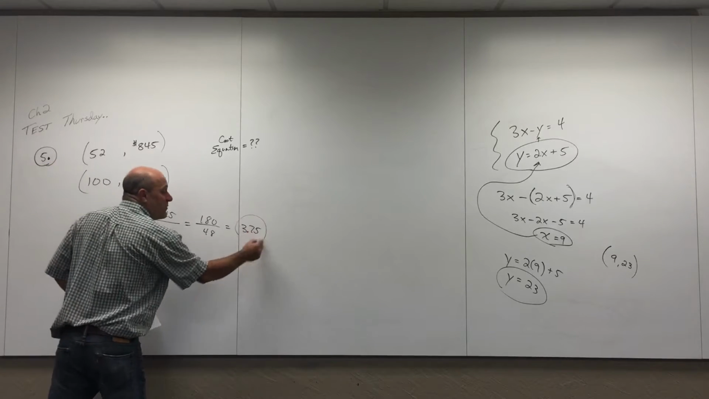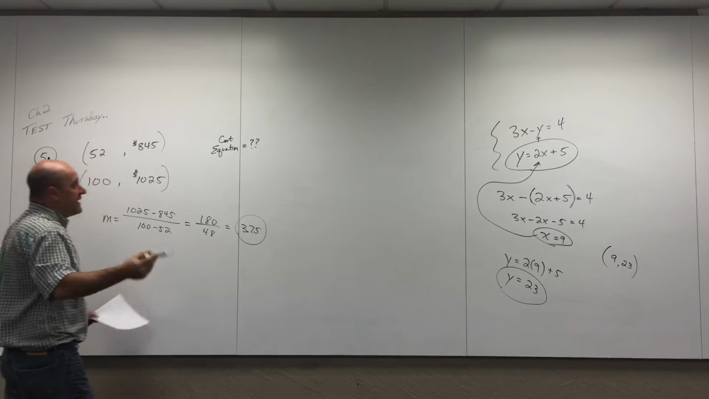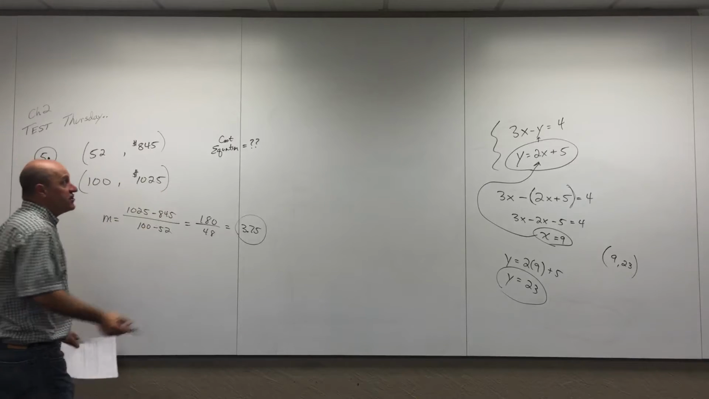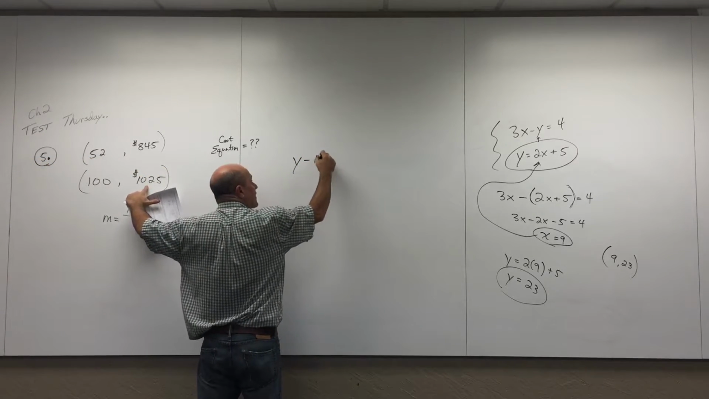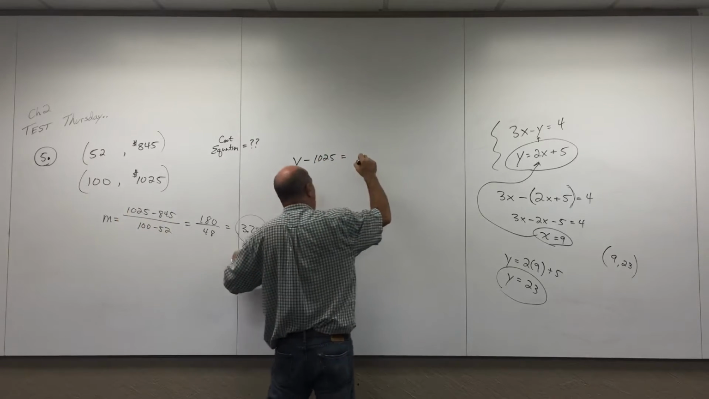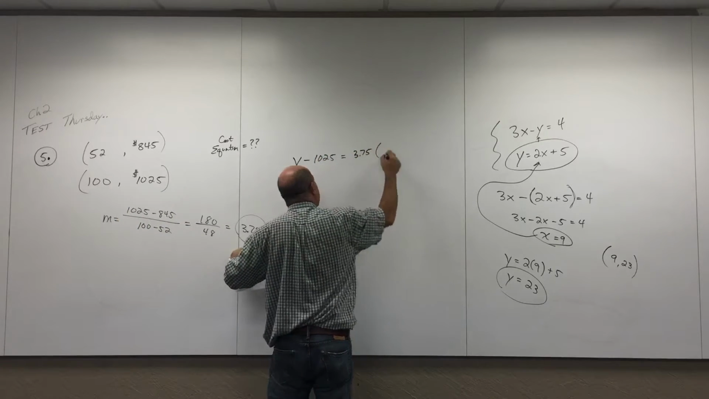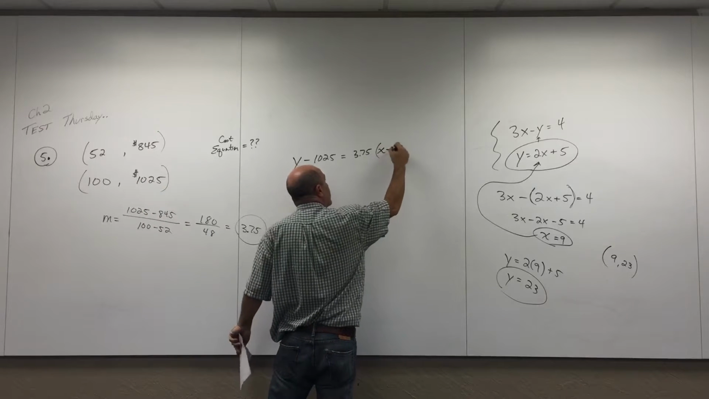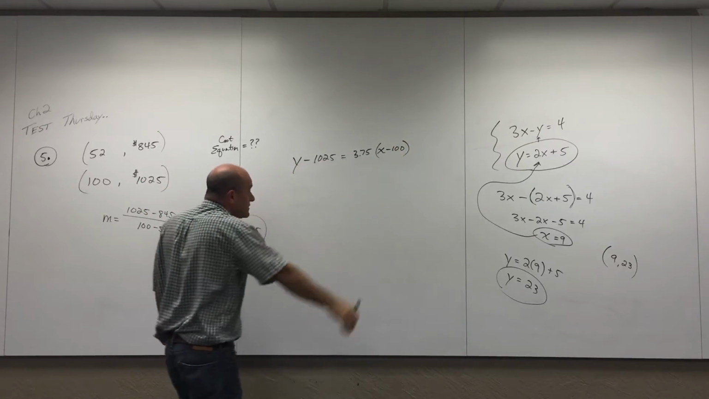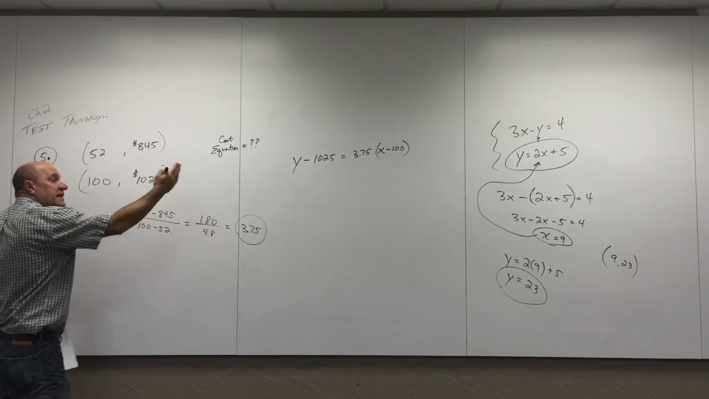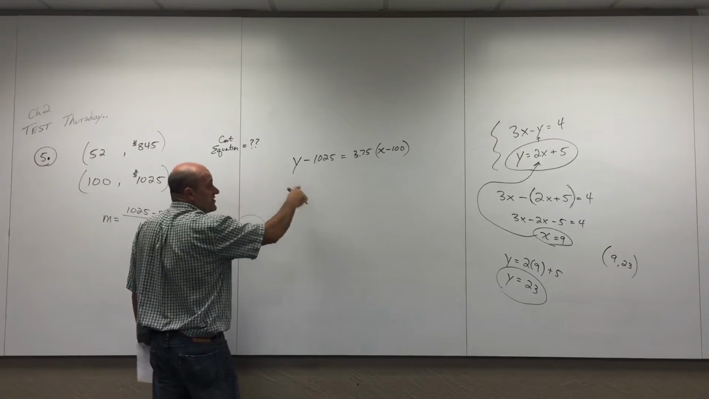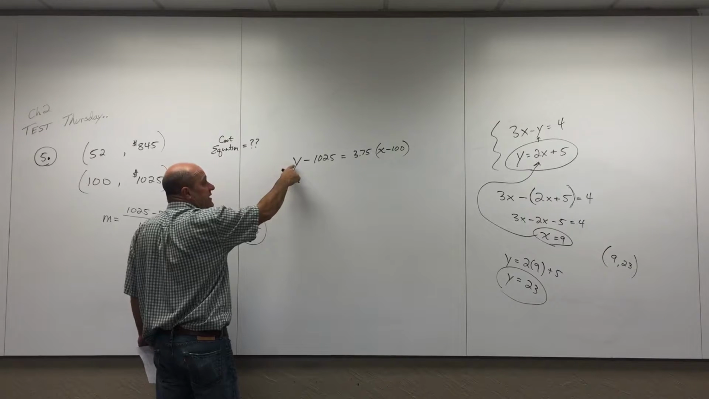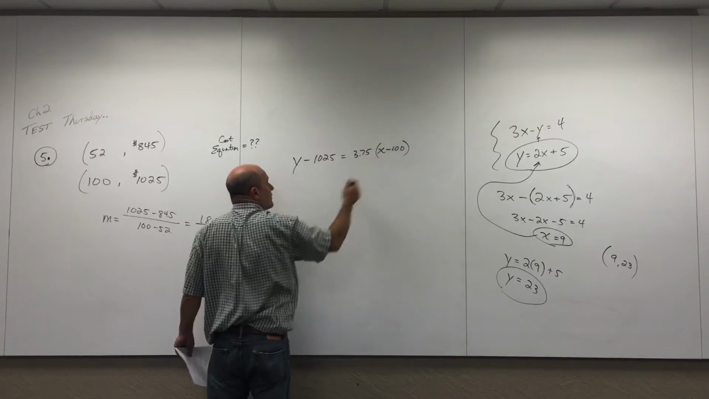Now that I have a slope and a point, I can do the equation of the line. y minus the y value, 1025, equals the slope, 3.75, times x minus 100. So little chapter 1 skills there. Get the slope and then get the equation of the line. This equation is going to be my cost equation. That y is cost, actually. I'm going to distribute that.